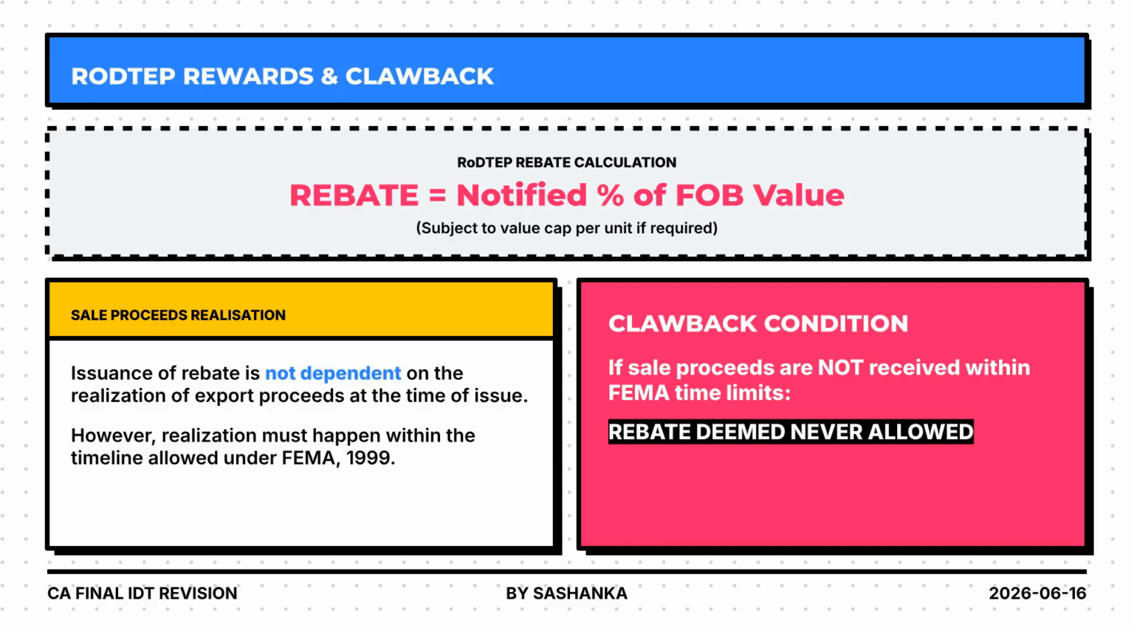The exporter can receive the benefit first. However, FEMA compliance remains critical. If export proceeds are not realized within the time limits prescribed under FEMA, the rebate is deemed never to have been allowed. In other words, the benefit can effectively be clawed back later. So while issuance is immediate, ultimate eligibility depends on FEMA-compliant realization.